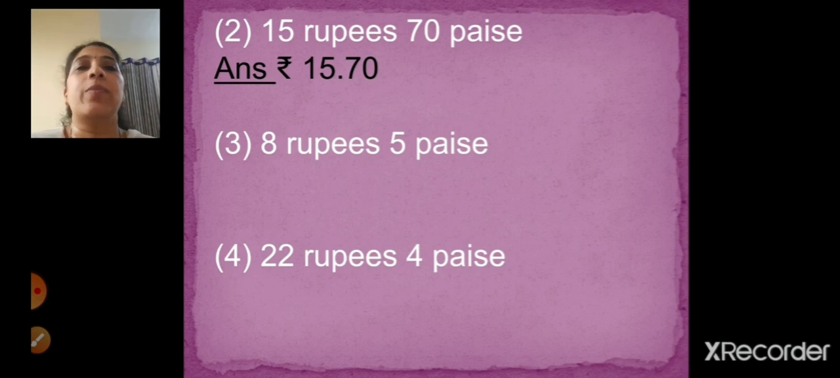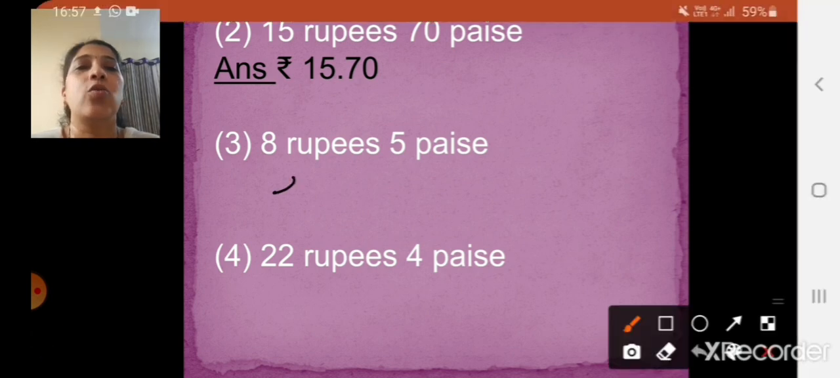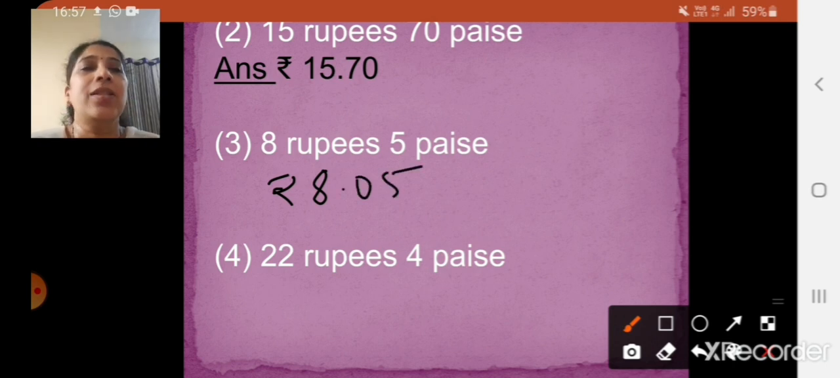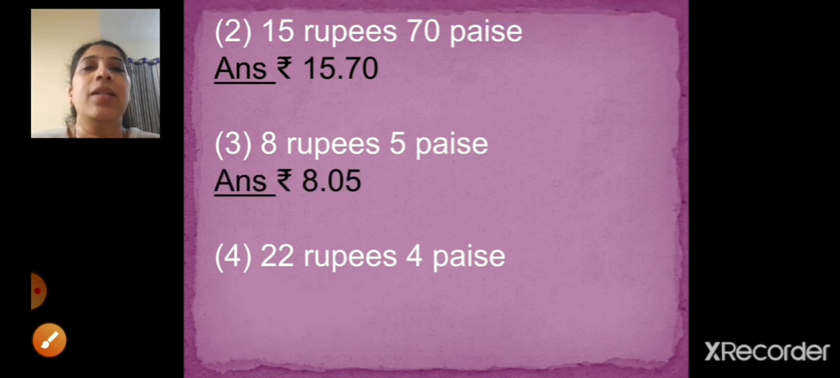The third one is 8 rupees 5 paise. Now 8 rupees means you will write it as rupees 8. Now 5 paise is given. So remember children, I told you just now, 5 paise will come as 0.05. So you will write it as rupees 8.05. If it would have been 50 paise, then it would have been rupees 8.50. But here it is 5 paise, so it will be rupees 8.05.